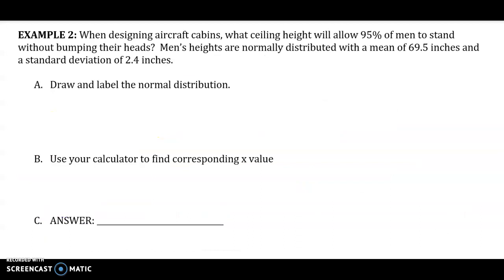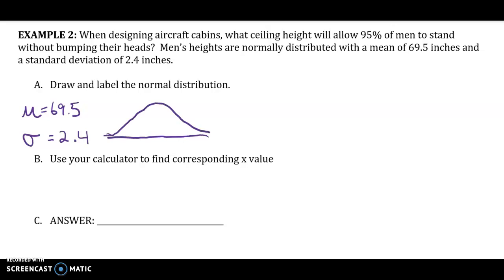Let's look at another example. This time, it'll have to do with the heights of men instead. Example two, when designing aircraft cabins, what ceiling height will allow 95% of men to stand without bumping their heads? Men's heights are normally distributed with a mean of 69.5 inches and a standard deviation of 2.4 inches. Whenever I read a problem, I like to write down the important information so that I have it right there in front of me. So what we need to do first is draw and label a diagram.